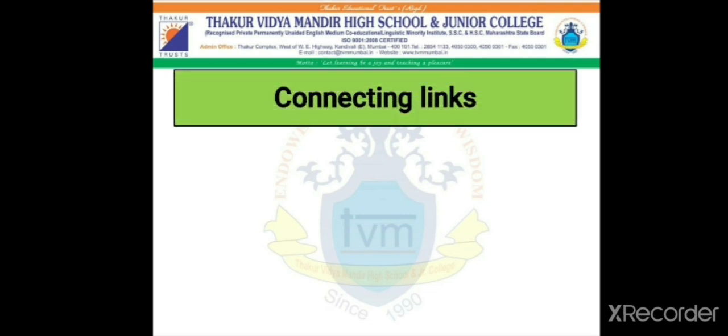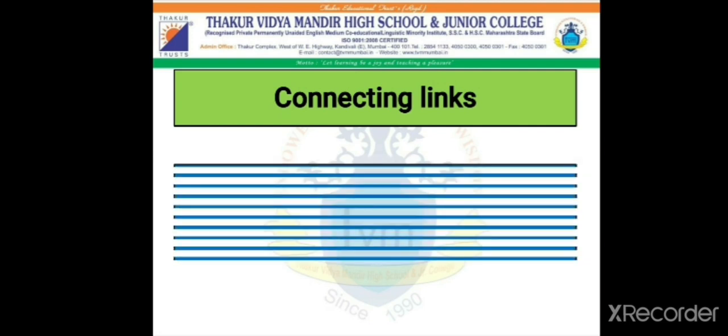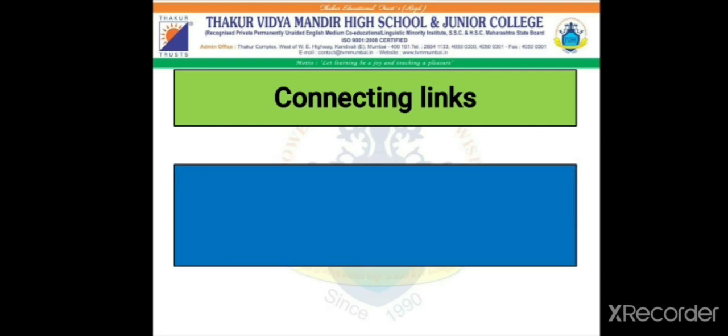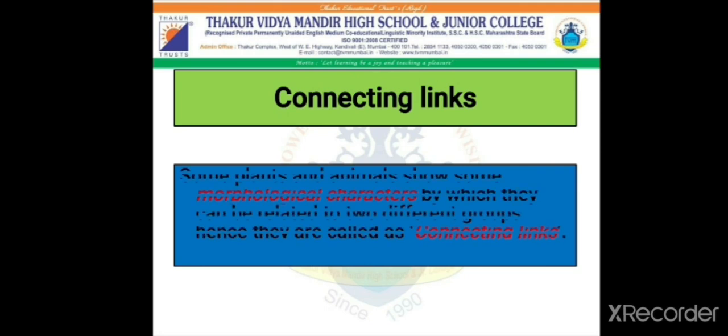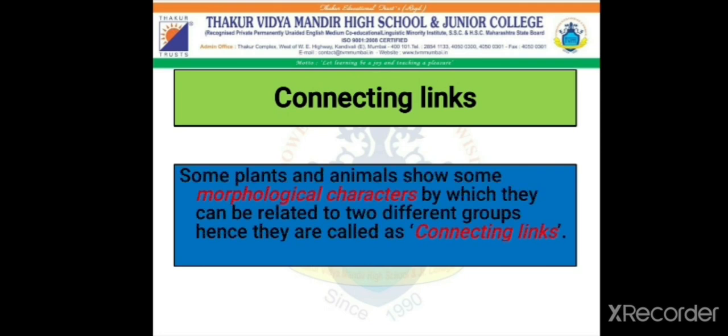The next is connecting links. Now, what are connecting links? Connecting links are actually links between certain different groups of animals. Some plants and animals show some morphological characters by which they can be related to 2 different groups. Hence, they are called connecting links. Here we have some examples of it.